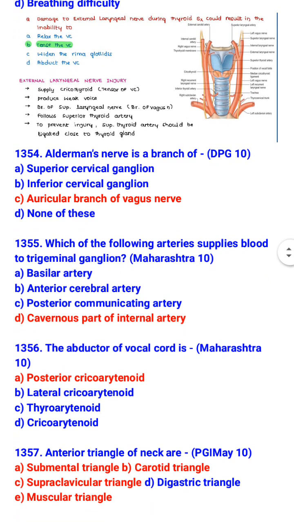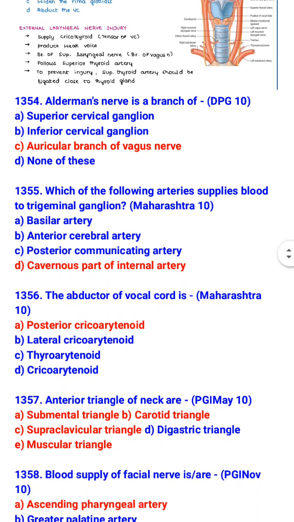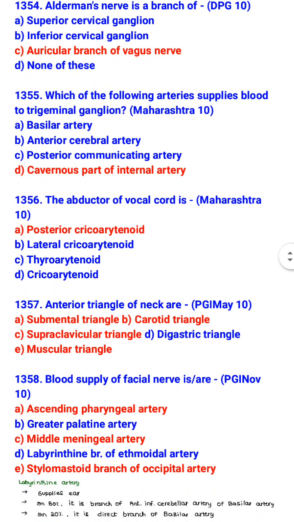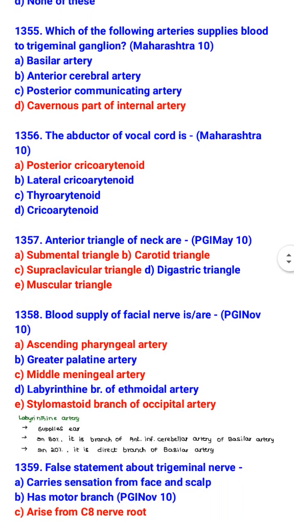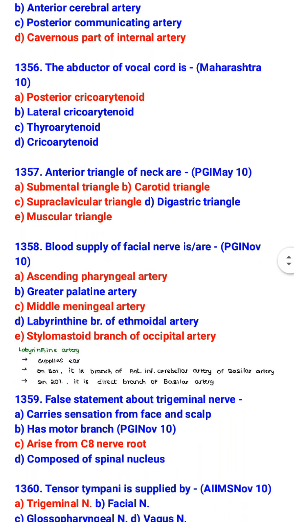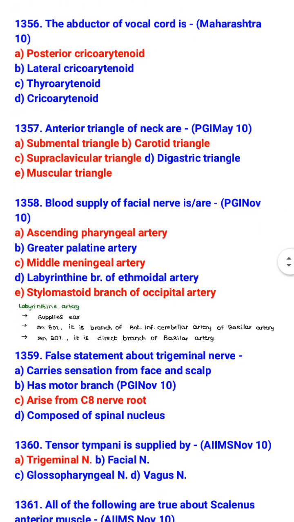Which of the following arteries supply blood to trigeminal ganglion, cavernous part of internal carotid artery? The abductor of vocal cord is posterior cricoarytenoid. Anterior triangle of neck are submental triangle, carotid triangle, supraclavicular triangle, and muscular triangle. Digastric triangle is not included in anterior triangle. Blood supply of facial nerve is ascending pharyngeal artery, middle meningeal artery, and stylomastoid branch of occipital artery.